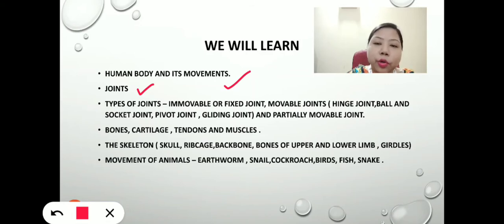That means there are joints which are fixed and they do not move. There are joints which are movable, and there are also joints which are partially movable. So we will be learning about all the types of joints which our body has. We'll also be learning about the bones, cartilage, tendons and muscles. Also we'll learn about the skeleton system, and there we'll learn about the skull, rib cage, backbone, bones of upper and lower limb, and about the girdles.